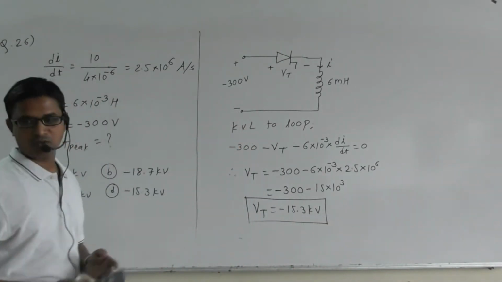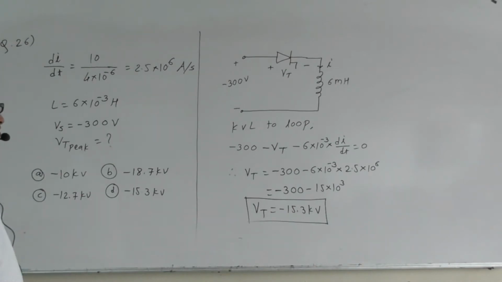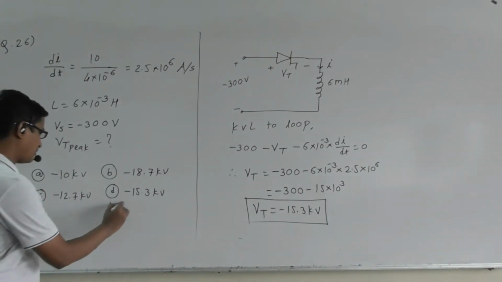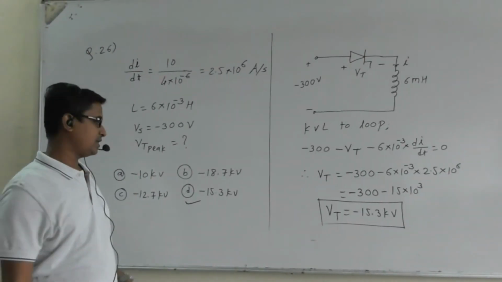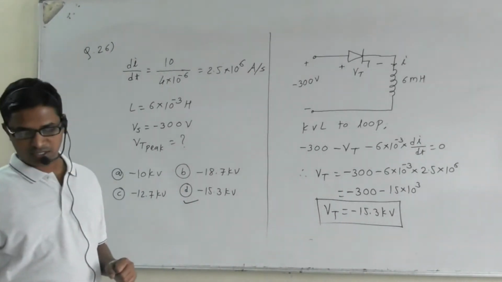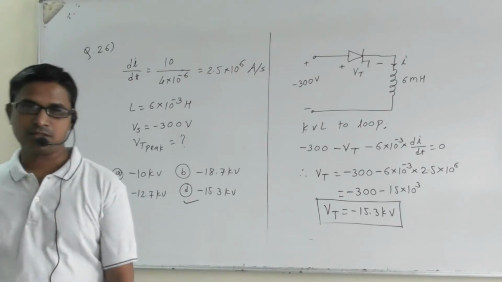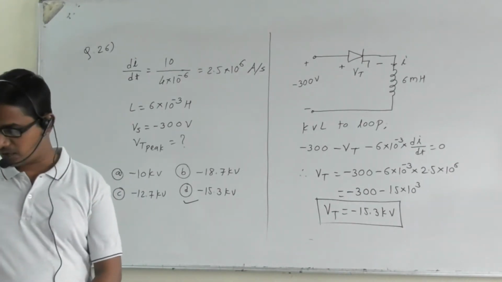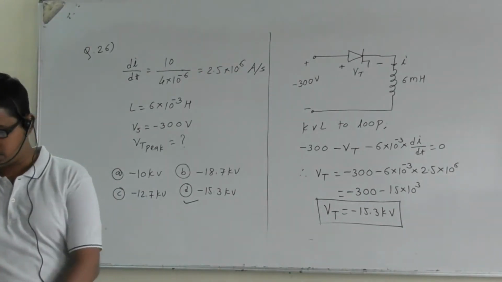Are you getting the point? Voltage across the thyristor. Yes. So what is the answer? Answer is option D. Right? Option D is the correct answer. Right? This type of questions they have also asked in competitive exams, right?